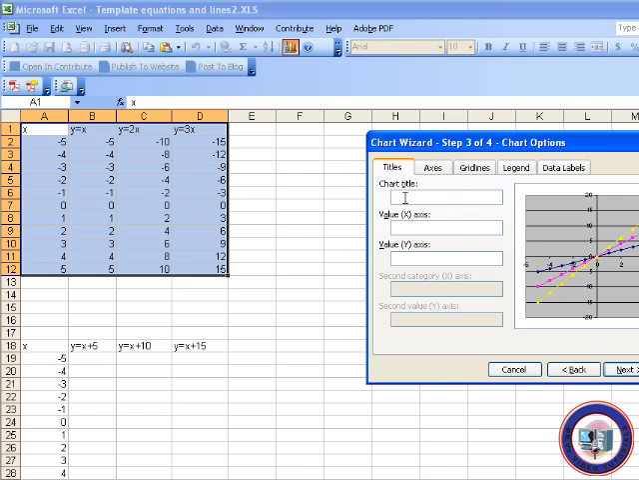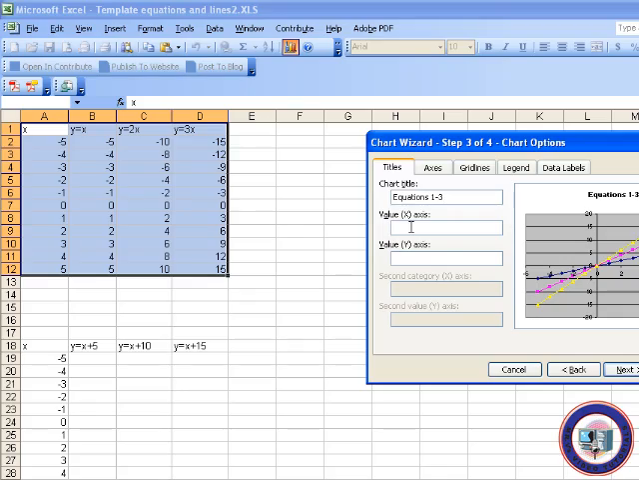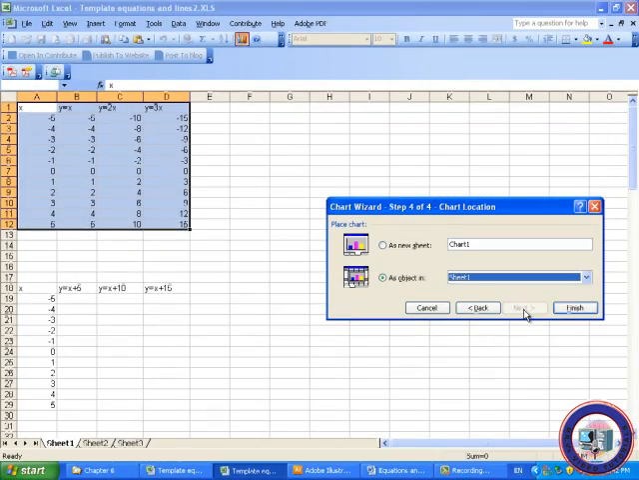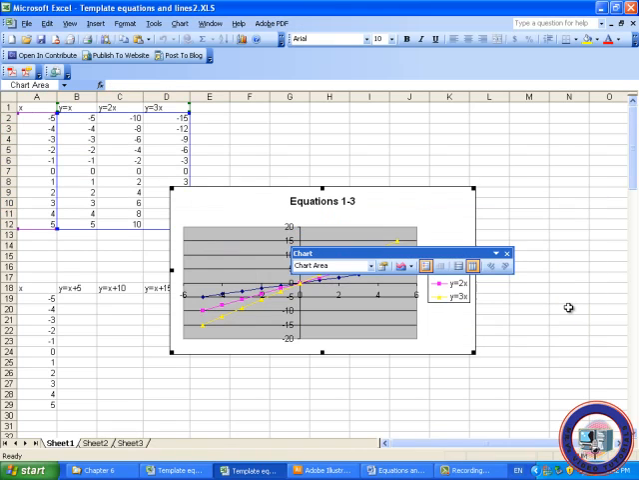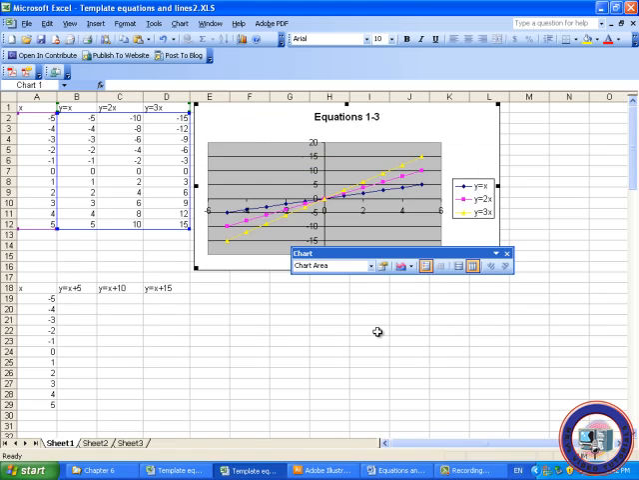My chart title is going to be equations 1 to 3. These are my first 3 equations. Okay? And then I'm going to go next and finish. Then I go into here.